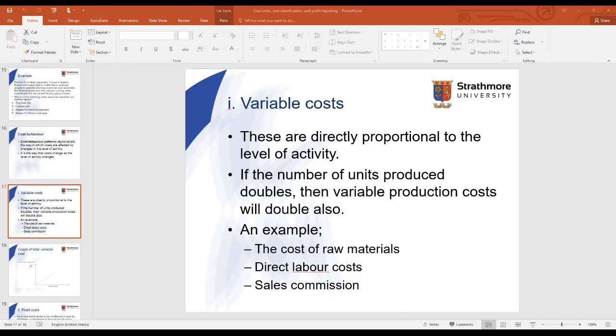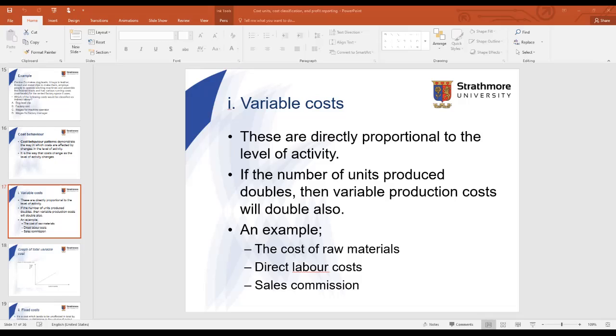So the raw material costs will be increasing in line with the units that we're making. The lower the number of units we make, the lower the cost. The higher the number of units that we're making, the higher the costs that we'll be incurring in terms of raw material purchase cost.